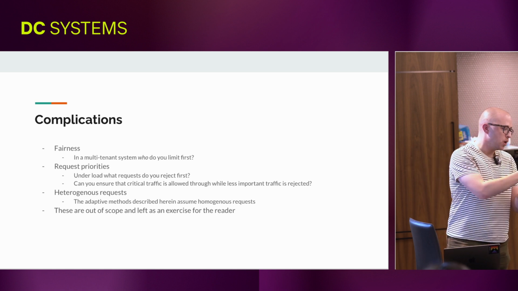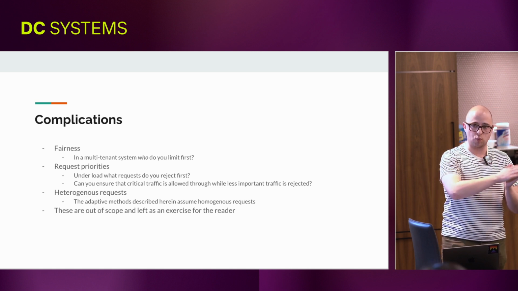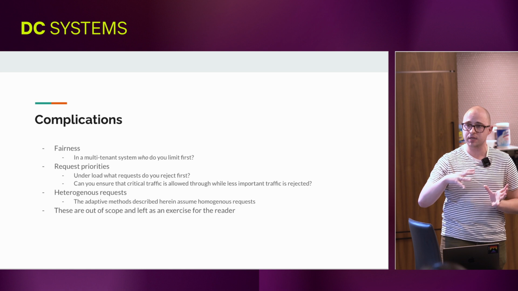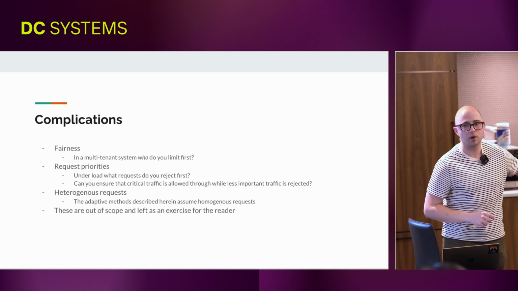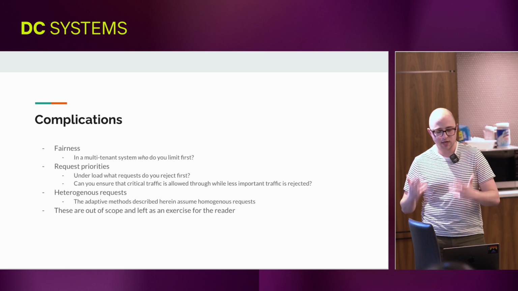So you need to think about what do you reject first, in terms of what load is critical to your functionality and what load is sheddable. We would like to have this, but if we don't have a choice, just throw it in the bin where it belongs. As well as heterogeneous requests.